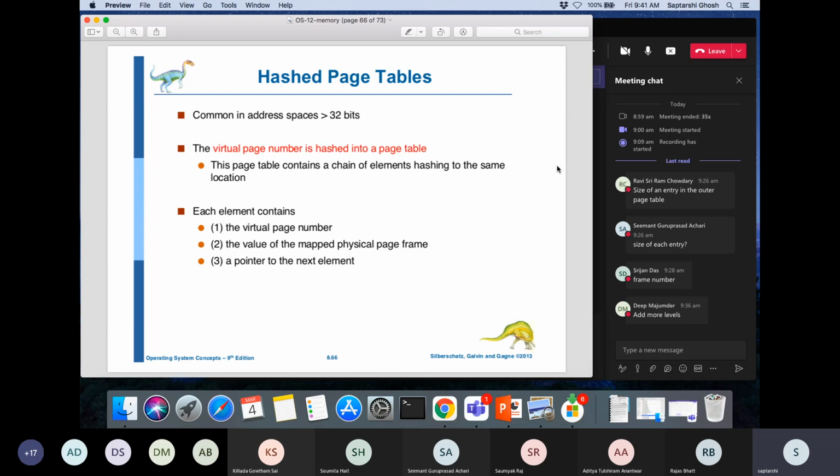And what is the idea here? It's much simpler. The virtual page number is hashed into a page table. And each page table entry can contain multiple frame numbers, basically a chain of elements, just like we do in hashing. So in hashing, if multiple elements map to the same hash table entry, one solution is to just add a linked list with all those elements. That is exactly what is done. Okay. So the picture is something like this.